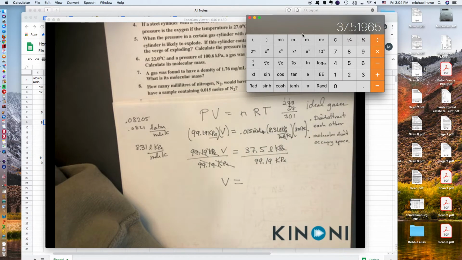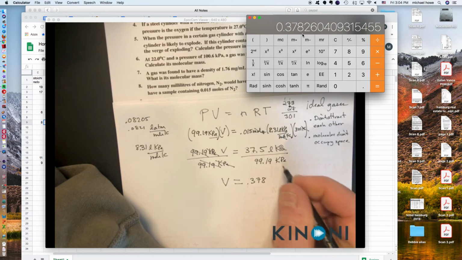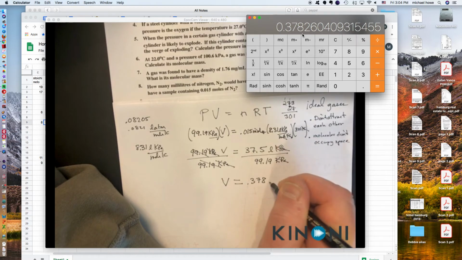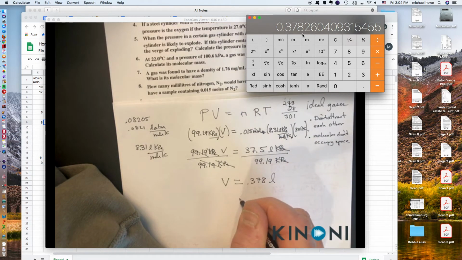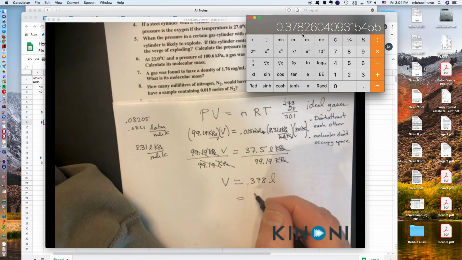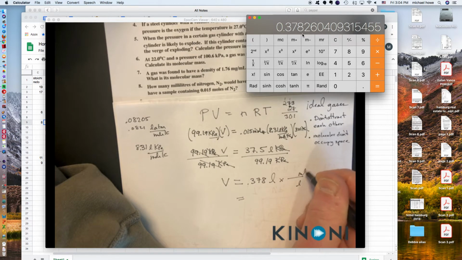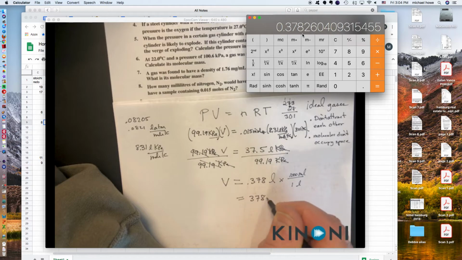On the other side, I've got 37.5 divided by 99.19, which is 0.378. And kilopascals have canceled, so it's 0.378 liters. And that's how you solve for volume. We might notice that it asks for milliliters. So then I would need to get my final answer, I'd change liters to milliliters. So liters here, milliliters here. One thing is 1,000 millithings. So 378 milliliters. And that would be our final answer.